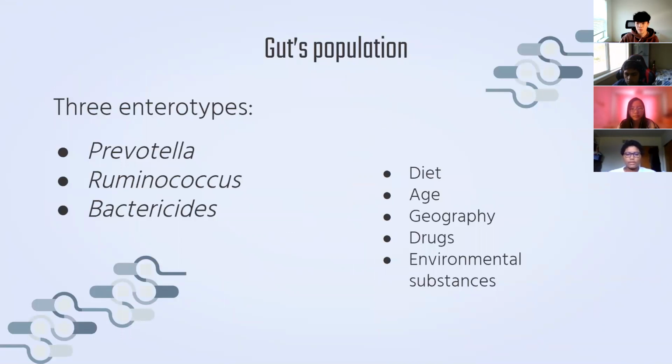From this research, we were able to determine that the gut has three main types of organisms called enterotypes that make up the microbial population of the gut: Prevotella, Ruminococcus, and Bacteroides. Every individual's composition is pretty unique for the percentages of each type of enterotype. The composition and diversity of the gut's microbiome can be influenced by many factors, including diet, age, geography, drugs used like pharmaceuticals, and environmental substances.